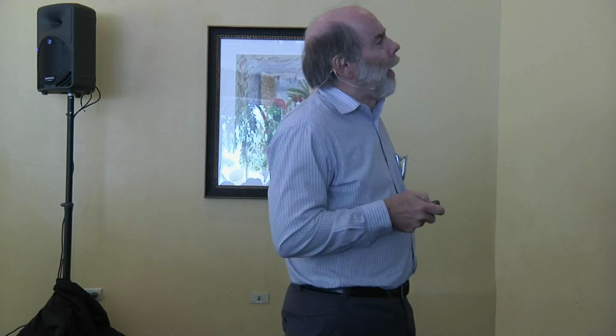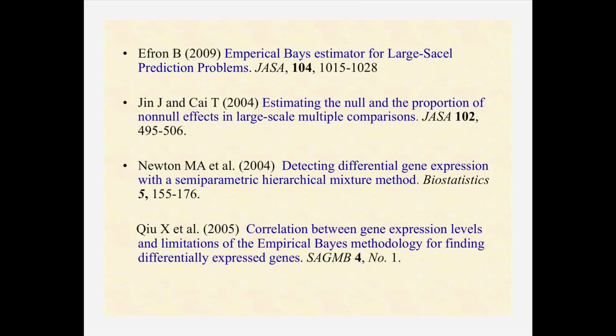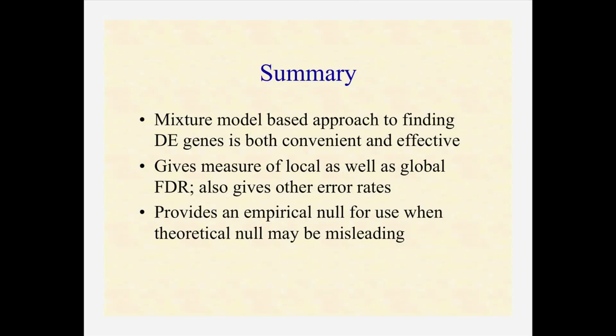But anyway, here are a few other ones by Michael Newton and others on this topic. Now the summary: this mixture model approach to defining differentially expressed genes is both convenient and effective. It gives a measure of the local false discovery rate as well as the global, and you can use an empirical null if you think the theoretical null may be misleading. Future research.